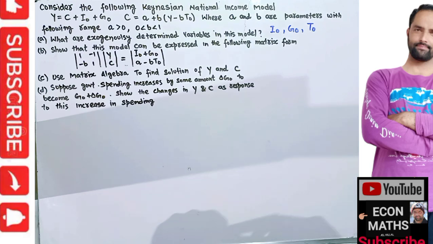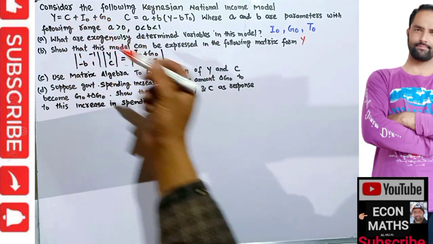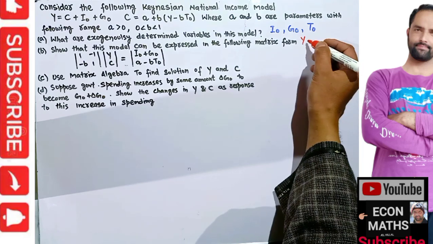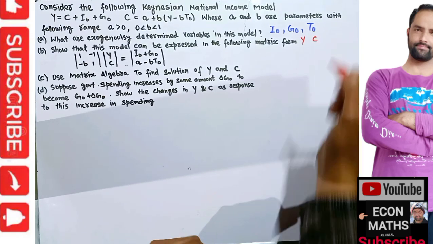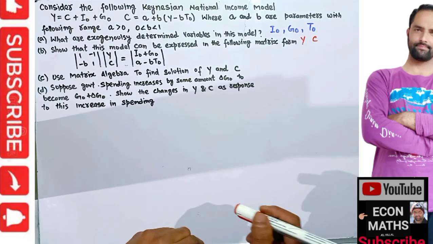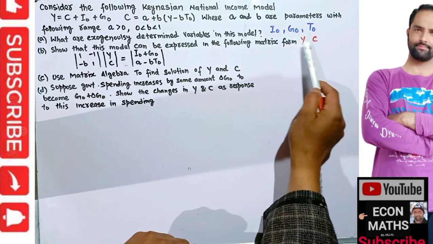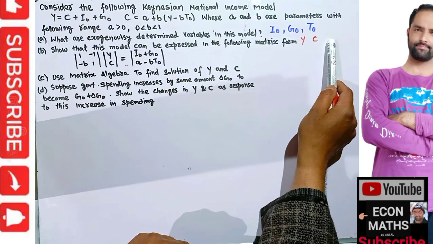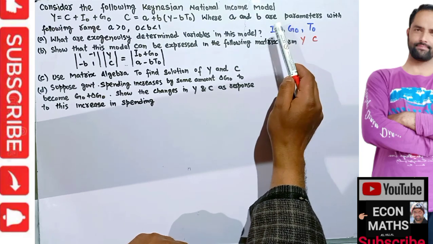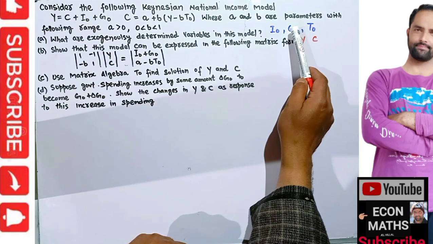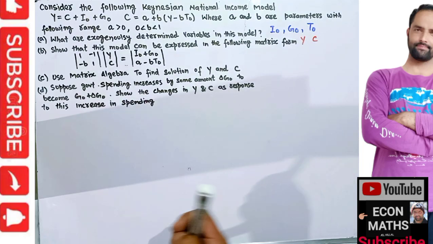And one thing here is that our Y, that is income, depends upon these values. These are called the endogenous variables. Y is an endogenous variable, and C is also an endogenous variable. Those variables whose value is determined within the model are called endogenous variables. Income and consumption are the endogenous variables, and those variables whose value is determined by forces outside the model are called the exogenous variables. So this is the first thing.